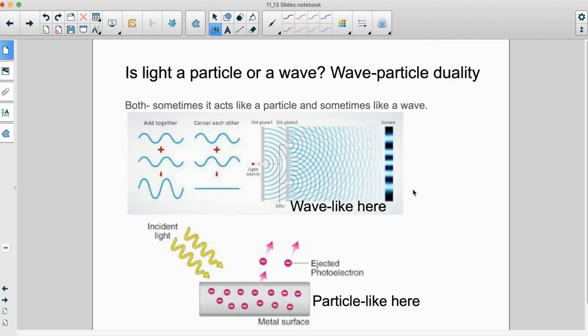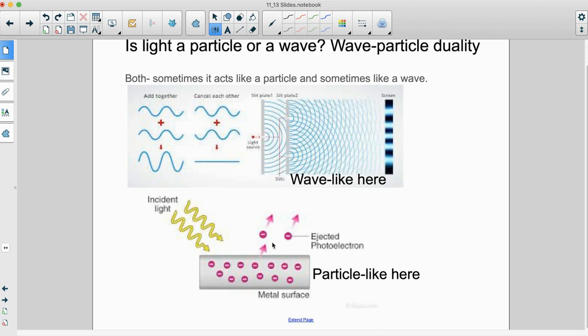So is light a particle or wave? Well, turns out both. It sometimes acts like a wave. Like you can see here, if we send in a light source and we have two slits and the light goes through here, the light interferes and we get these interference patterns on a screen where the waves combine constructively. That means they add together and make a larger wave, or they cancel each other. They add destructively and they cancel each other out and you get these dark spots. So here it's acting like a wave.